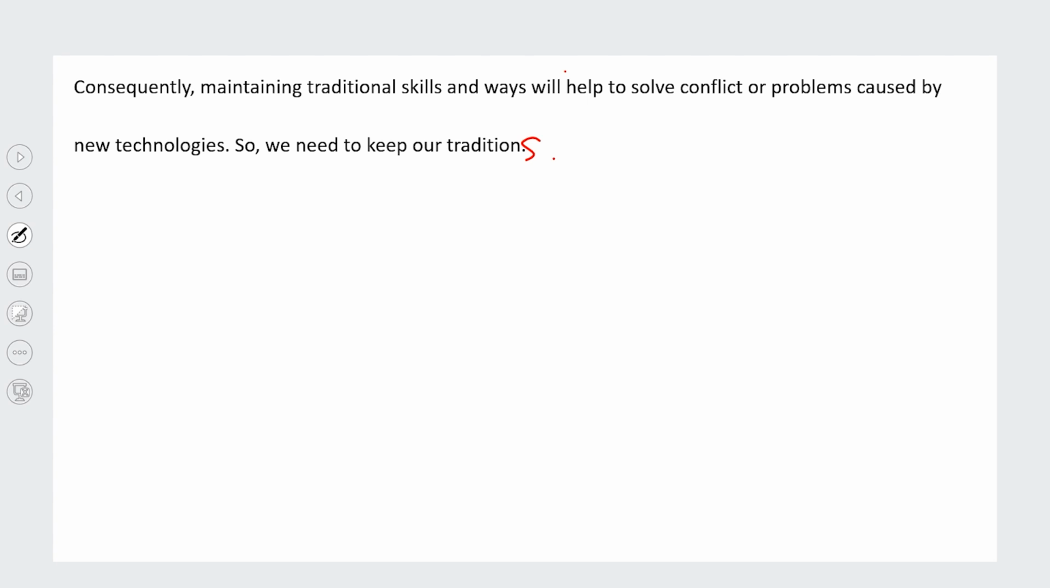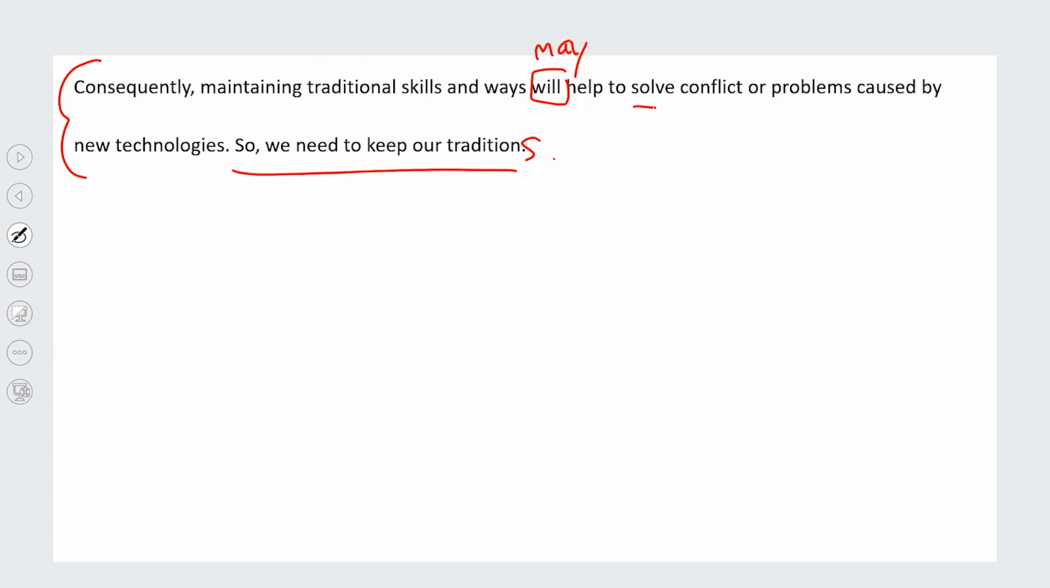I think this is a little bit too strong. I would say may or might or can help solve conflict, because I don't know. Well, does maintaining traditional skills and ways of life help solve problems caused by technology such as speeding or, I don't know, something like that? But I think the strong point of this conclusion is that I like that they've kept their opinion clear and it's built on what they argued before.